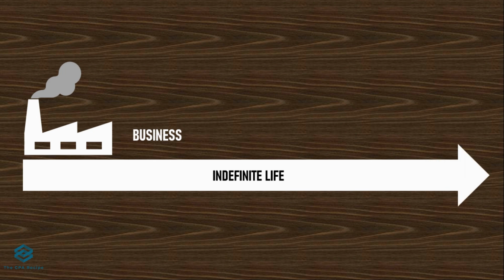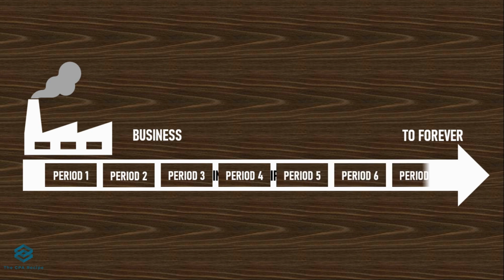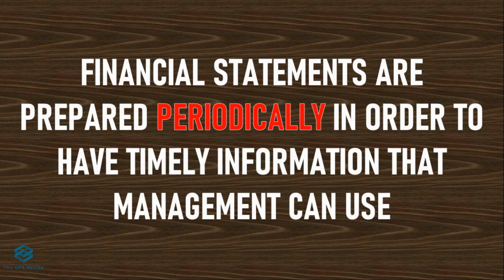Pero dahil kailangan ng management ng magagamit na impormasyon on a timely basis para magamit sa pagdedesisyon, the indefinite life of an entity is divided into intervals called the accounting period. Ito ang dahilan, pare chong, kung bakit we report financial position at every year end while we report income statement, changes in owner's equity, and cash flows for a covered period because these are the reports containing the relevant and timely information that the management will use to make decisions.